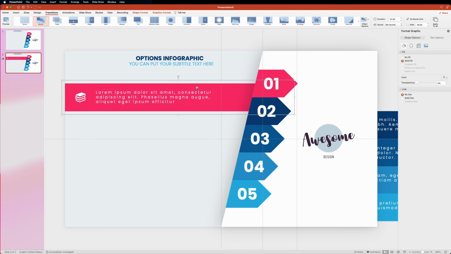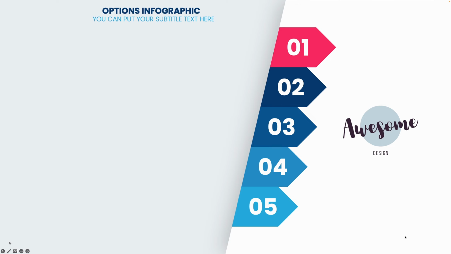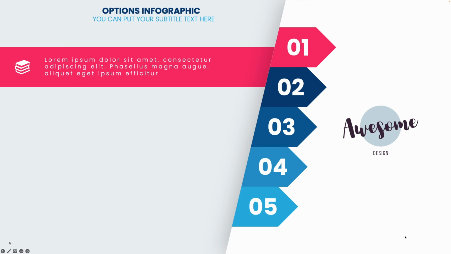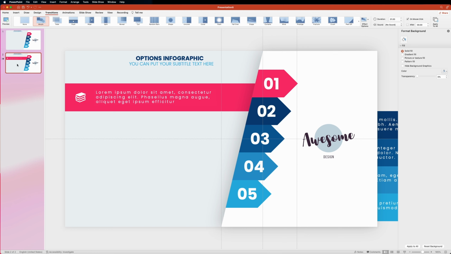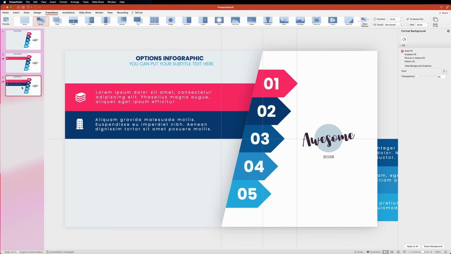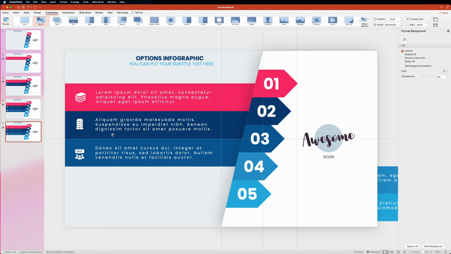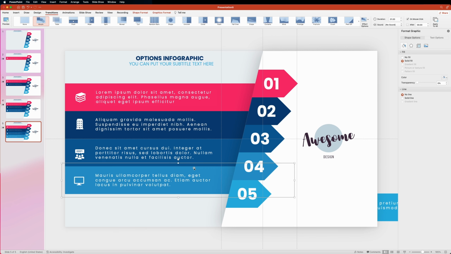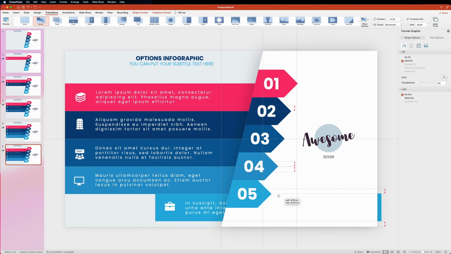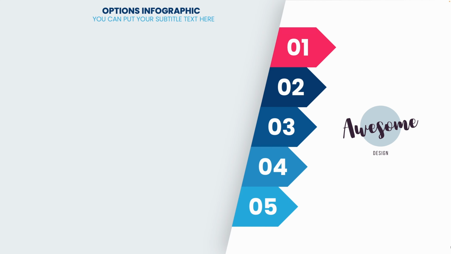Let's quickly have a look at the result. It's looking good. Now we want to do the same for the other 4 options. All in all, we're gonna have 6 slides. And that's it. Here's the final result.